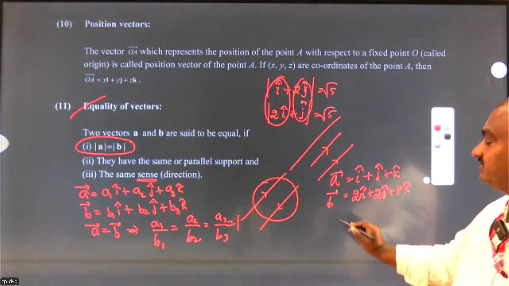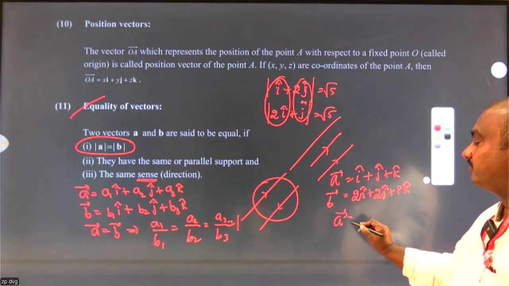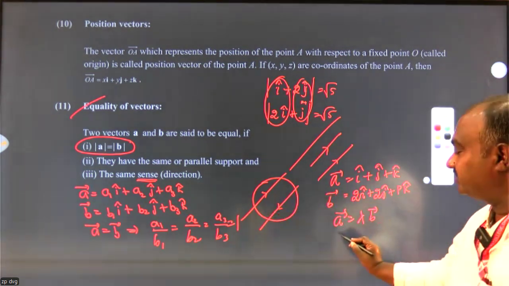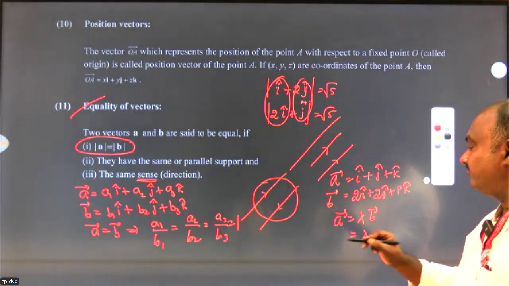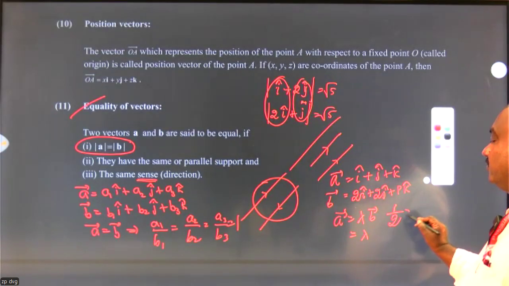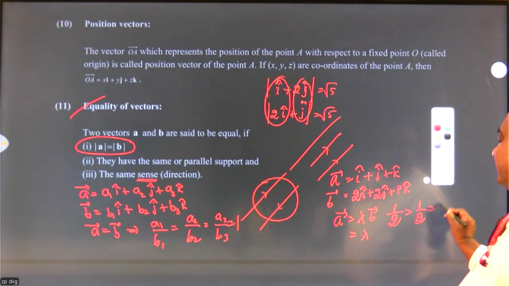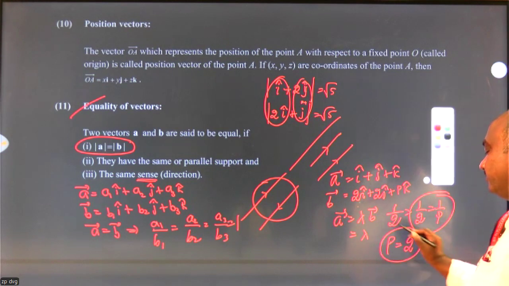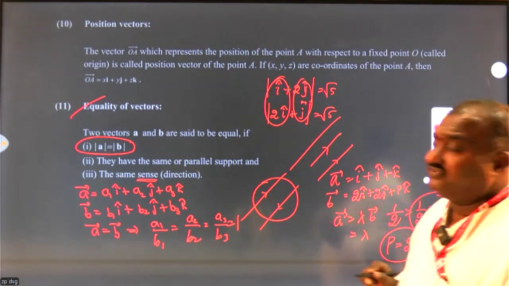Collinear vectors means what we discussed: a bar is equal to lambda b bar. That means the same condition, where instead of 1 you get some value lambda. Now what you get is 1 by 2 is equal to 1 by 2 is equal to 1 by p. If you take any two, p is equal to 2. These are the values when collinearity of vectors is given.